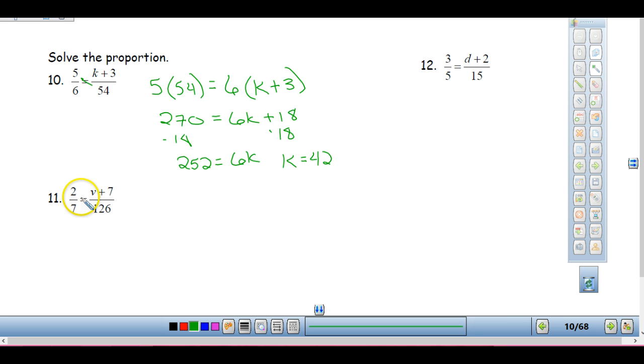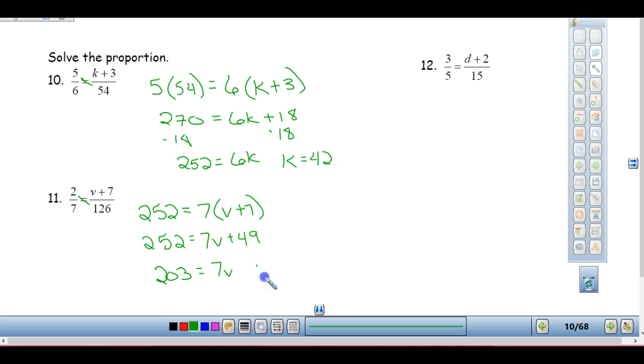Okay, your other two proportions are the same way. 2 times 126 is going to give us 252 equals 7 times b plus 7. So distribute that. 252 equals 7b plus 49. Subtract your 49, we get 203 equals 7b. Divide by your 7, and b is going to equal 29 on this one.